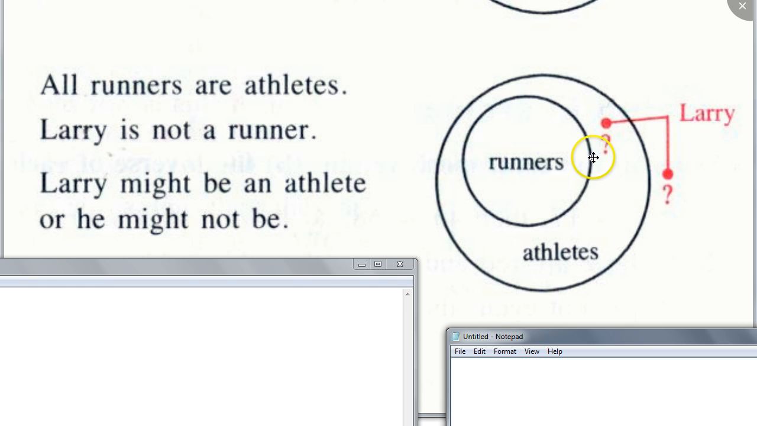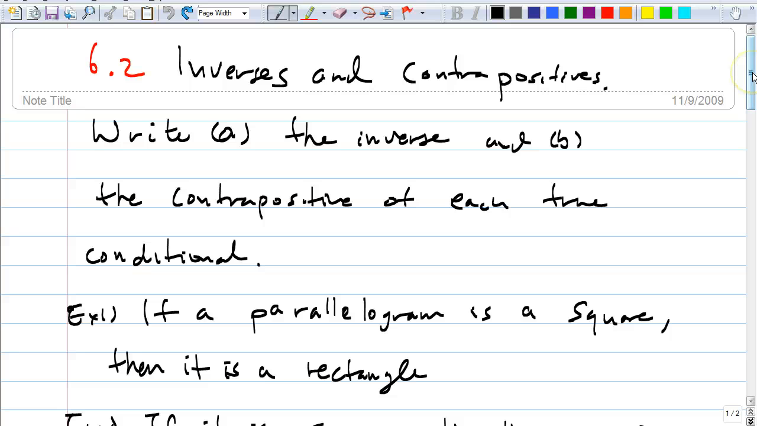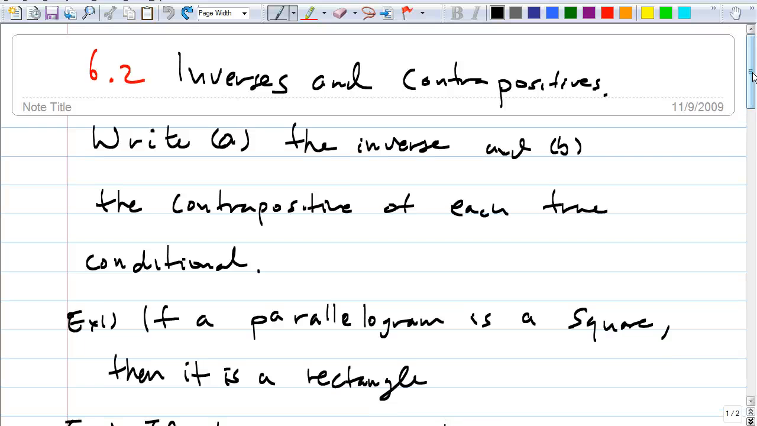Okay, do you see how that works out? Any questions? Let's do a couple more examples, and I want you to write this one down. It says write A, the inverse, and B, the contrapositive of each conditional statement. Sort of similar to before. Example 1: if a parallelogram is a square, then it is a rectangle. Can you guys write down the inverse and the contrapositive? That's all you need to do.